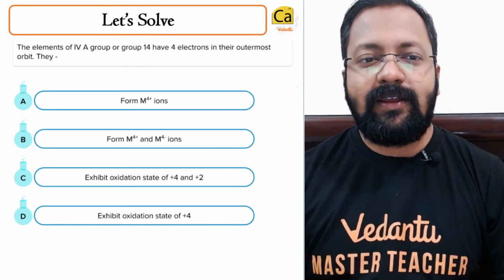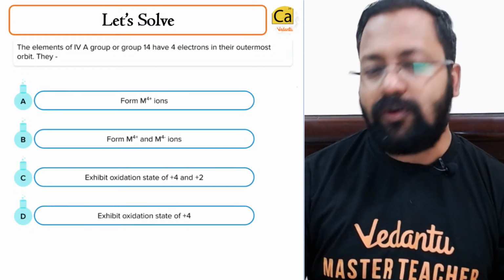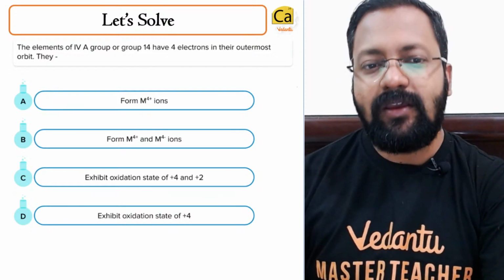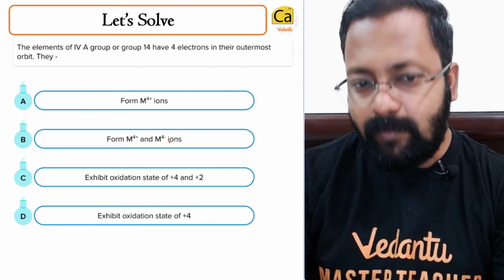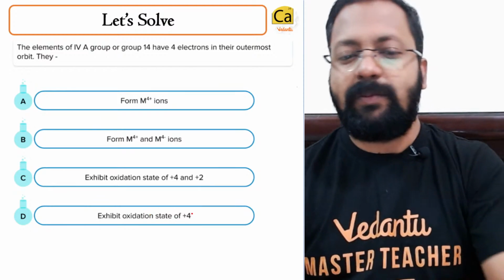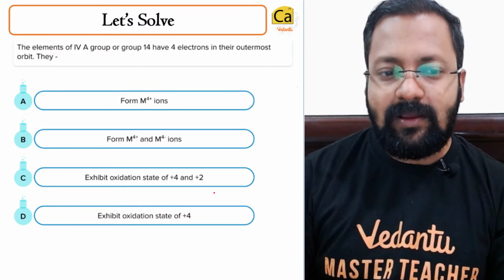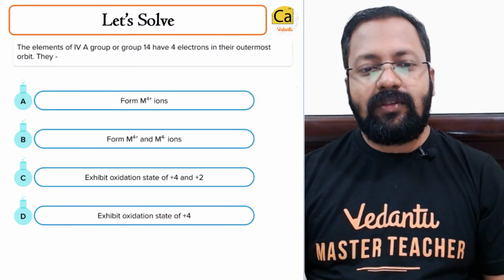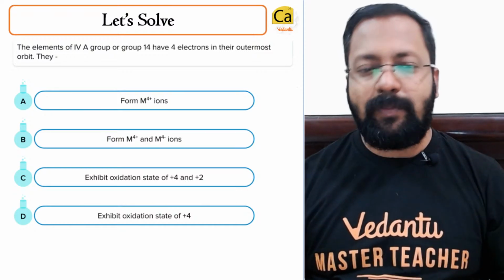Next, the elements of 4A group or group 14 have 4 electrons in the outermost orbit. They form M4 plus ions, form M4 plus and M4 minus ions, exhibit oxidation state of +4 and +2, exhibit oxidation state of +4 only. What do you think will be the most appropriate answer? What should be the right answer?